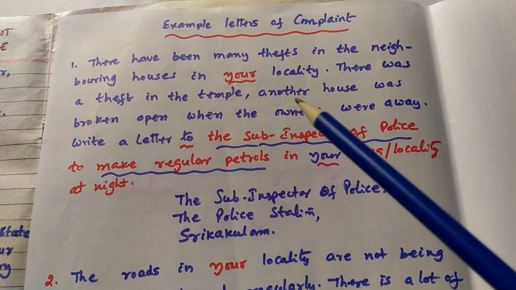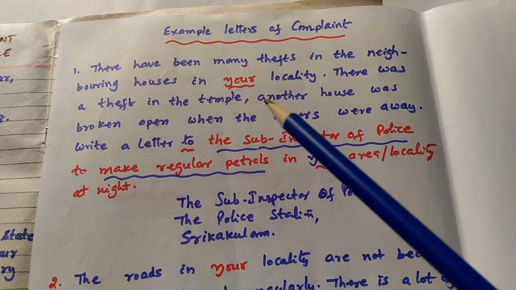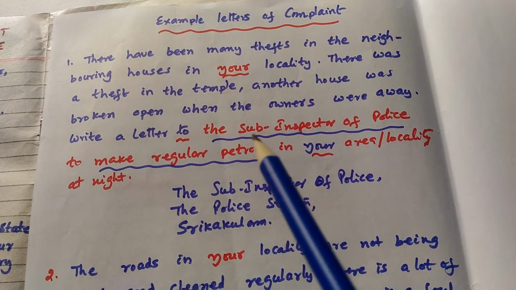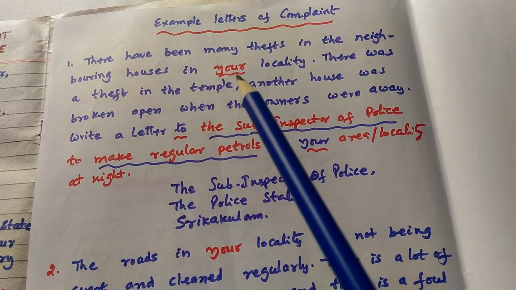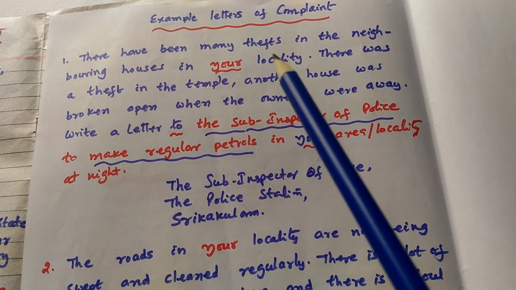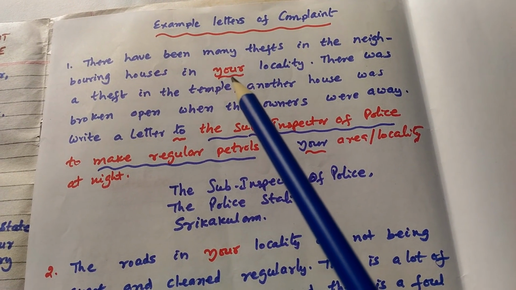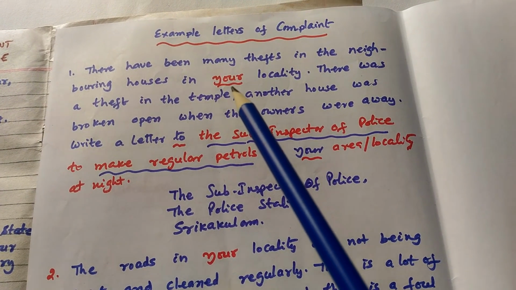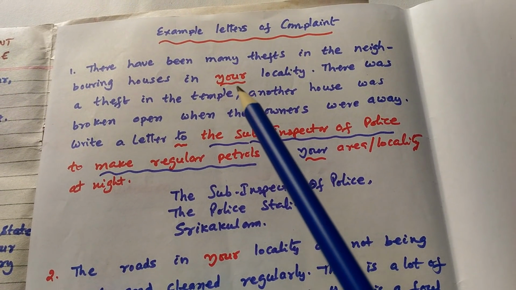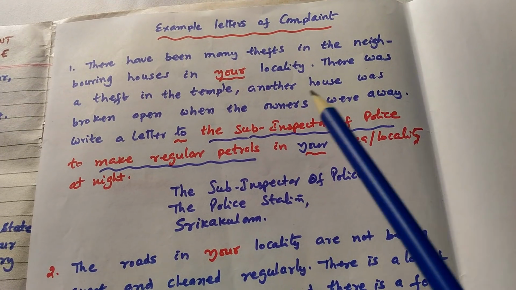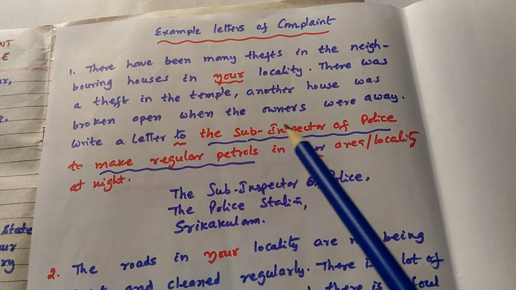How to change this given example into the body of the letter? It is quite easy. The same information can be written in the body of the letter. For example, there have been many thefts in the neighboring houses. You just have to change your into our, and sometimes your may be changed into my, like that. Here your is to be changed into our locality. There was a theft in the temple. Another house was broken open when the owners were away.